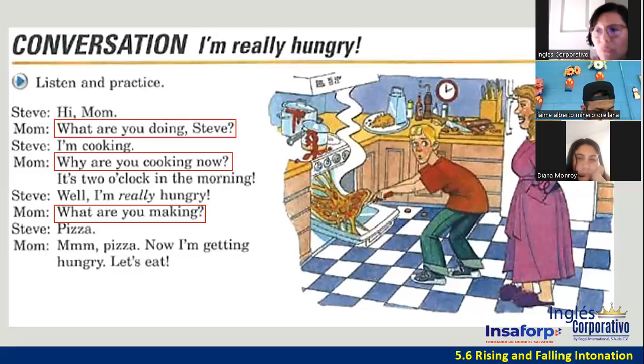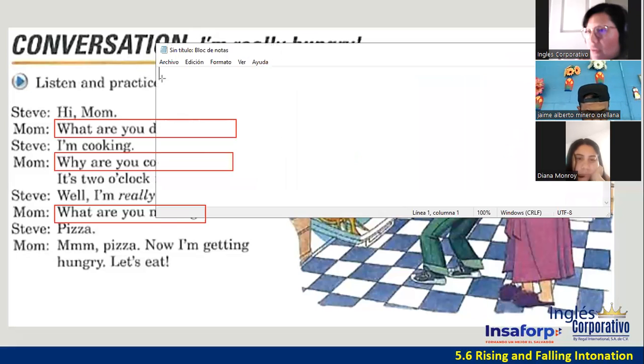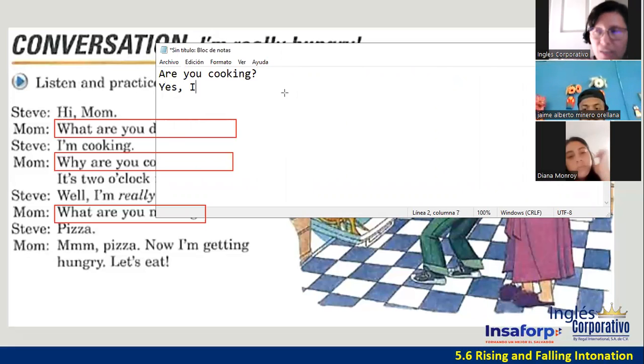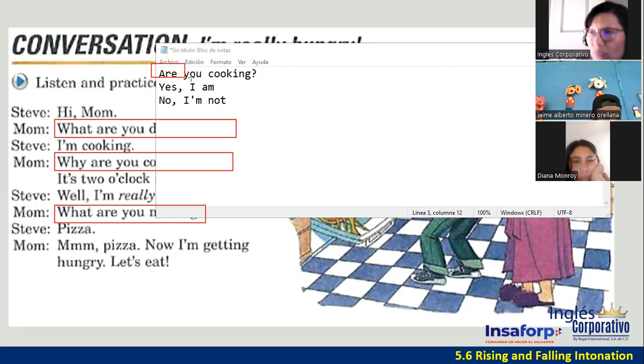No es lo mismo que yo diga, por ejemplo, le voy a poner acá un ejemplo: are you cooking? ¿Verdad? Si yo pregunto, are you cooking? Solo hay dos respuestas. Yes, I am. Or no, I'm not. Okay. Are you cooking? Yes, I am. No, I'm not. Este tipo de pregunta se llama yes, no question.